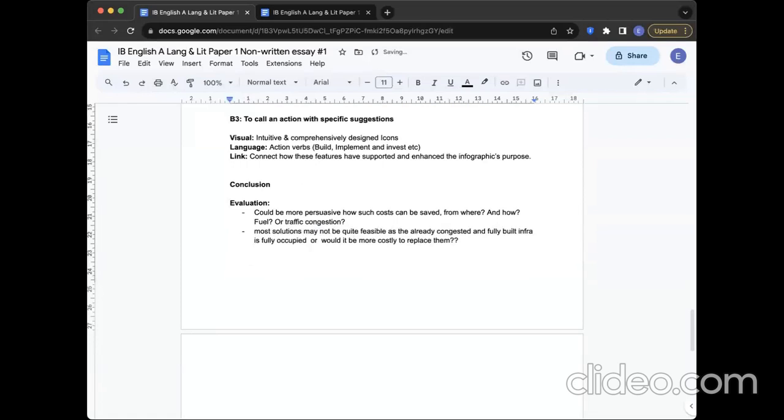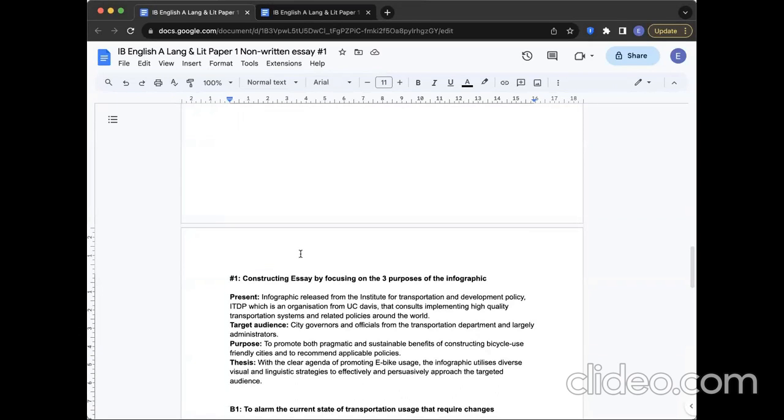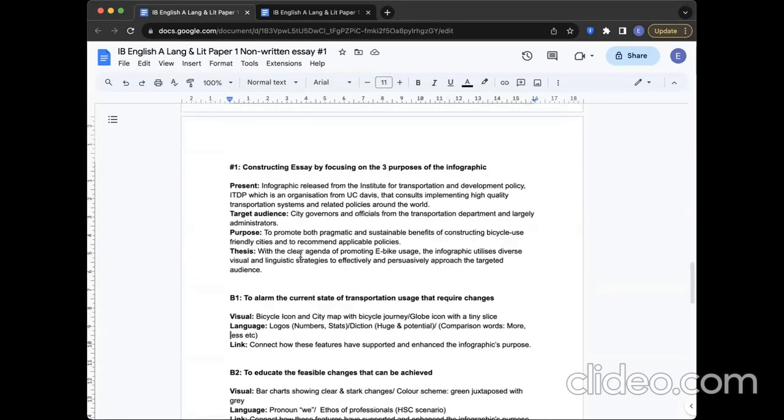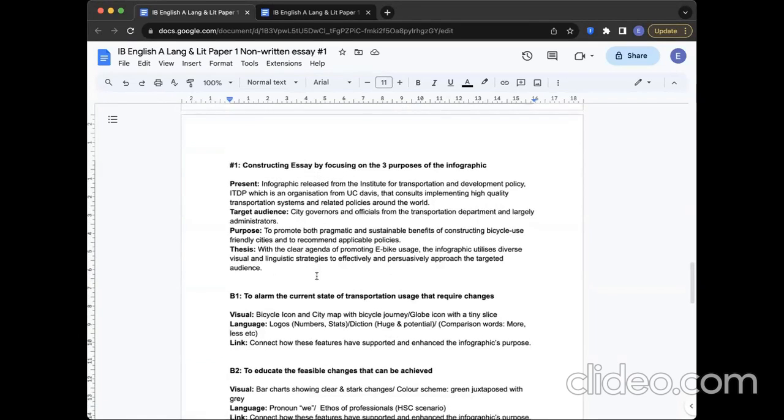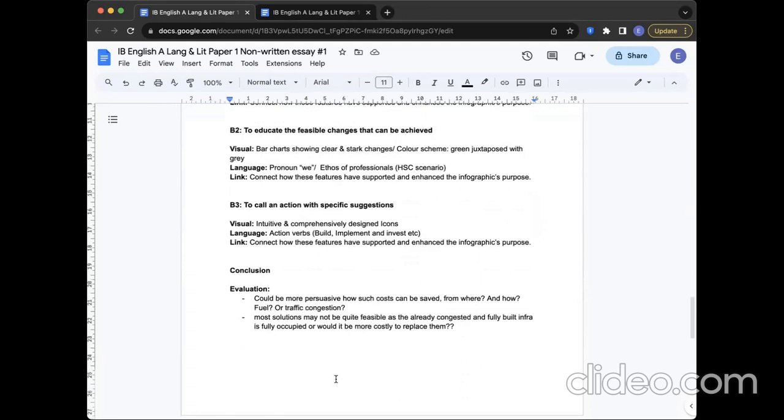One more evaluation that I can have is most of the solutions that they suggest, actually they're good, they're decent. However, they're not very feasible to most of the mega cities or most of the cosmopolitan cities where the infrastructure and facilities are mostly already congested and packed and fully established. So to such governors or city officials, adopting such solutions can be rather costly and not that realistic to replace things like that. All right, so that is the end of the first way of essay outlining according to the 3 different purposes. Purpose number 1, 2, 3.